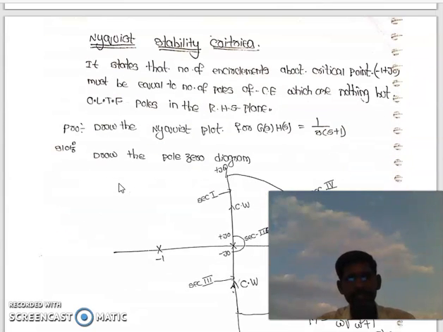The Nyquist stability criterion states that the number of encirclements about the critical point minus 1 plus j0 must be equal to the number of poles of the characteristic equation, which are nothing but open loop transfer function poles, in the right half of the S-plane. That is the Nyquist stability criterion.